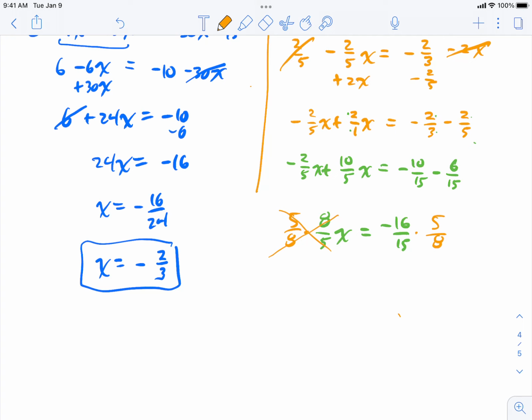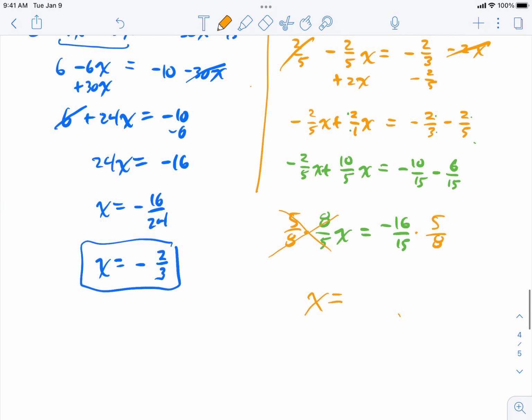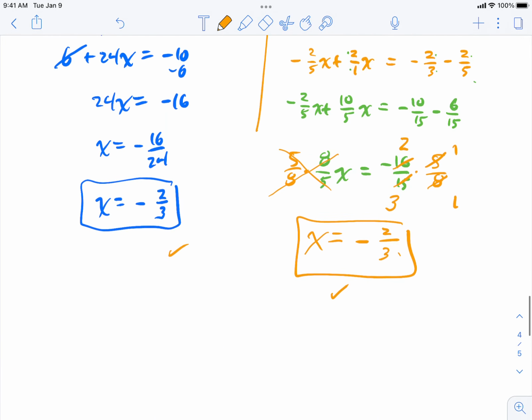5's are canceling. 8's are canceling. It's an x. Over here, okay, cross-cancel time. Okay, the 5 cancels into the 15 3 times. Okay, the 8 cancels into the 16 2 times. So what have I got? I got a negative. Top is 2 times 1. The bottom is 3 times 1. And boy, am I happy I got the same answer, because that would have been a bummer if I didn't. And I think that's the end.